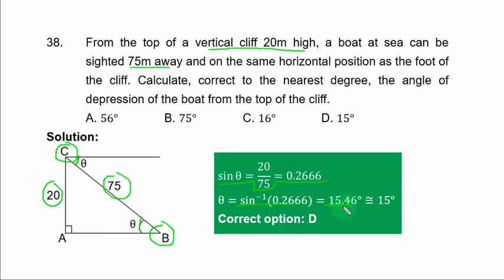To the nearest degree, we consider 15. The next digit is 4. 4 is not up to 5. You round it down and you have 15 degrees. So D is the correct option.